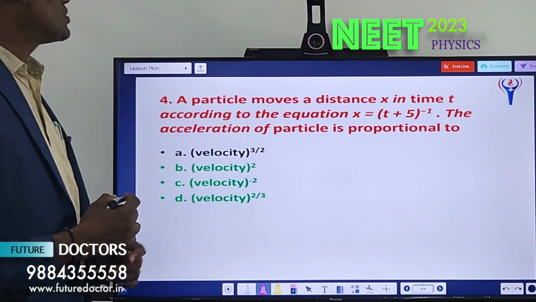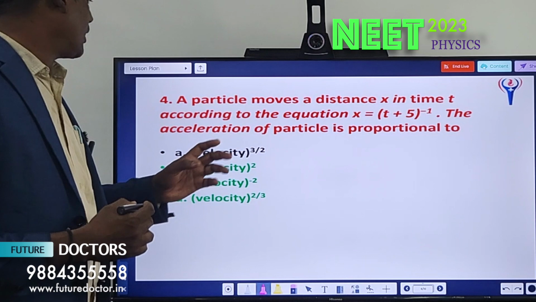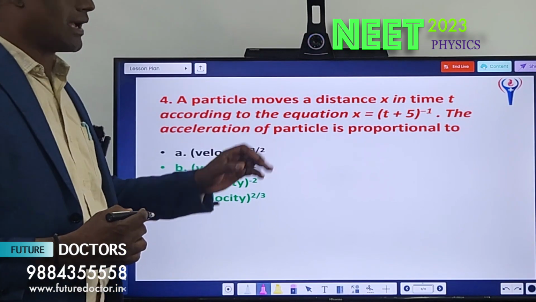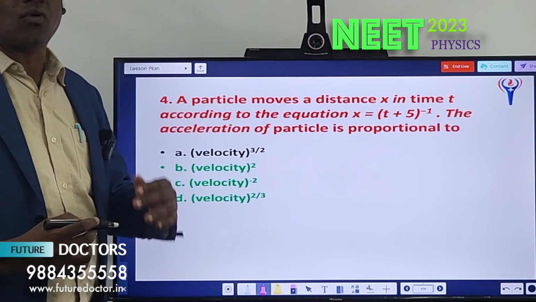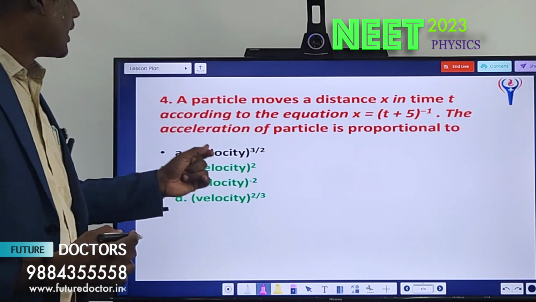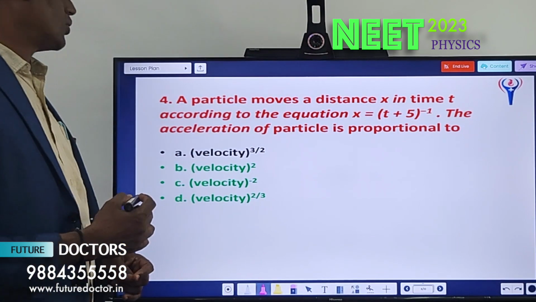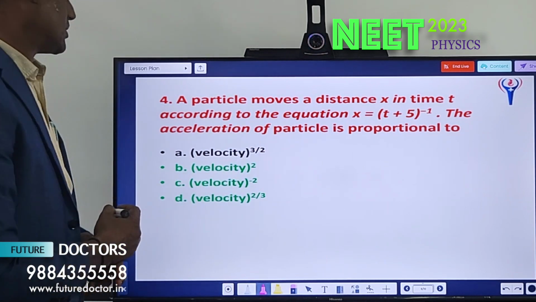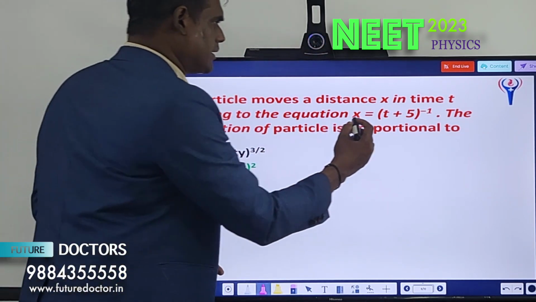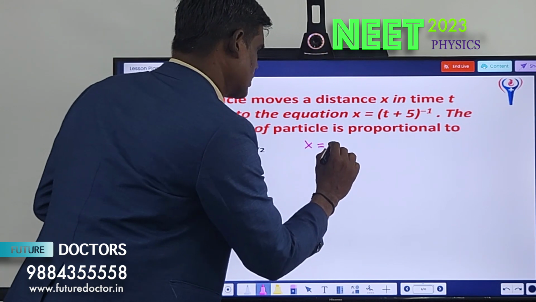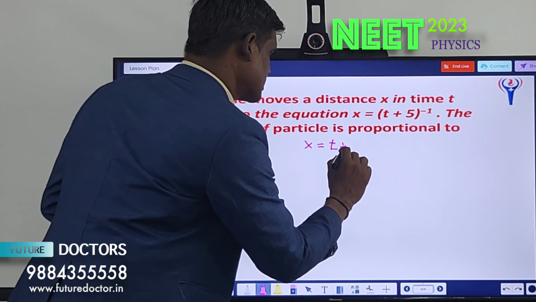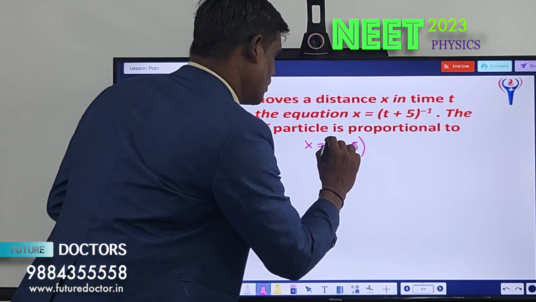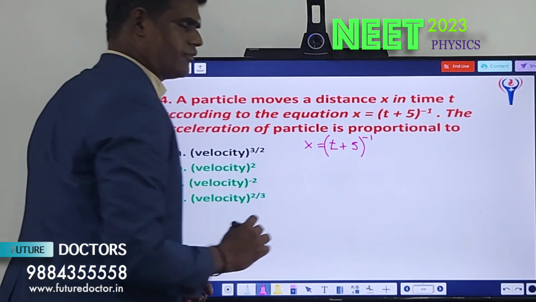A particle moves a distance x in time t according to the equation x equal to t plus 5 whole power minus 1. The acceleration of particle is proportional to dash. Acceleration of particle in terms of velocity we want to express. Same like previous, x is given here, x equal to t plus 5 whole power minus 1.